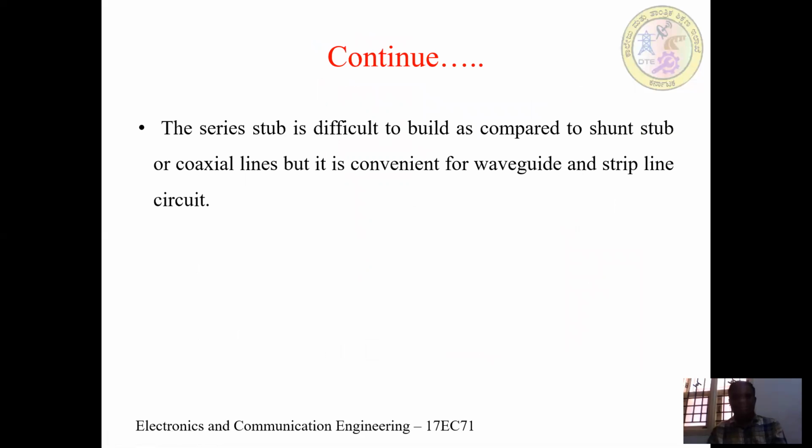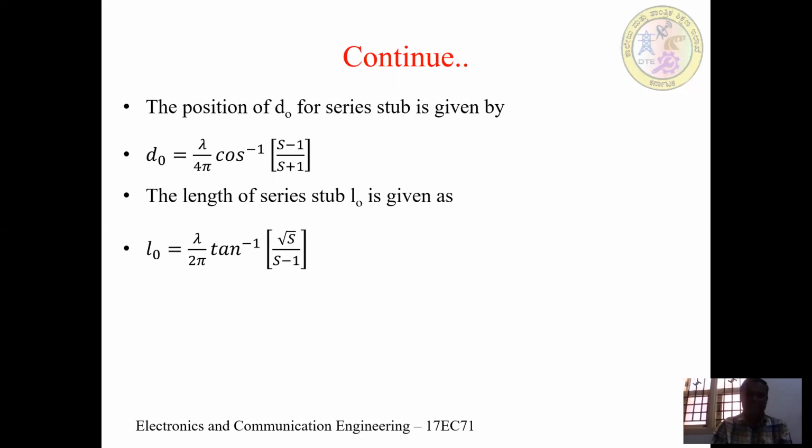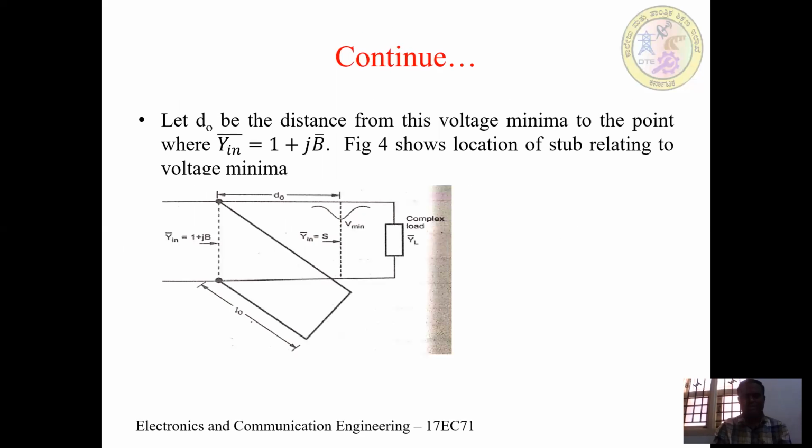L naught is the length of the stub, but D naught is the distance of the stub. The series stub is difficult to build compared to the shunt stub. As I said, it is difficult to build for coaxial line, but it is convenient for waveguide and strip line circuits. So we would use this mainly for waveguides and strip line circuits, not for the coaxial line. For coaxial line, the shunt type of stub is used, as explained previously. Now this is a single stub, where we are using only a single stub.